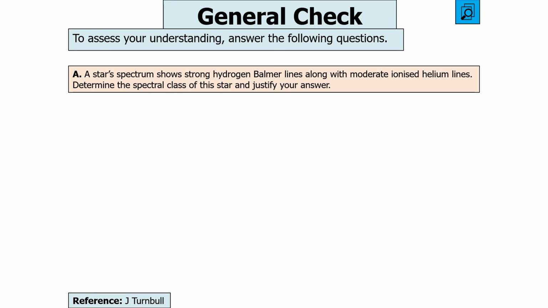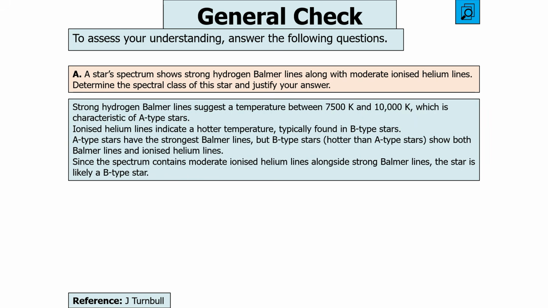A star spectrum shows strong Balmer lines along with moderate ionized helium lines. Determine the spectral class of the star and justify your answer. Strong hydrogen Balmer lines suggest a temperature between 7,500 and 10,000 Kelvin, which is characteristic of A-type stars. The ionized helium lines indicate a hotter temperature typically found in B-type stars. Now, A-type stars have the strongest Balmer lines, but B-type stars show both Balmer lines and ionized helium lines. So since the spectrum contains moderate ionized helium lines alongside strong Balmer lines, the star is likely a B-type star.